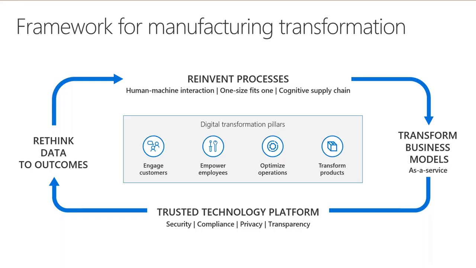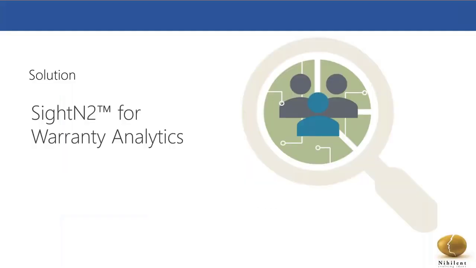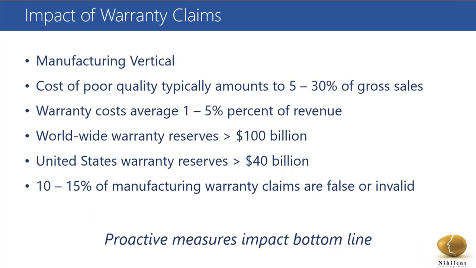So to that end, at Nihilent, we've come up with a solution, and we call it Citing2 for warranty analytics. And really what that solution does is address some of these challenges, where we can take data from the warranty systems, analyze that data, and then produce some meaningful reports to customers so they can act on it.